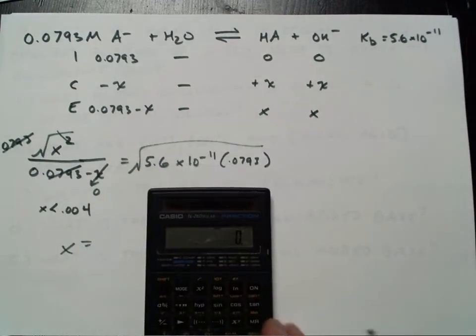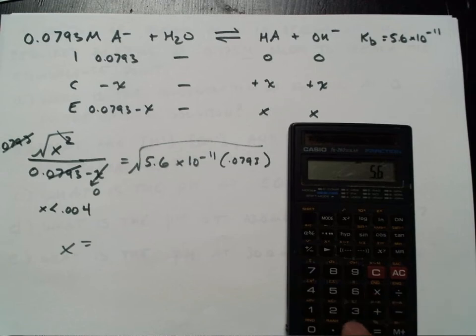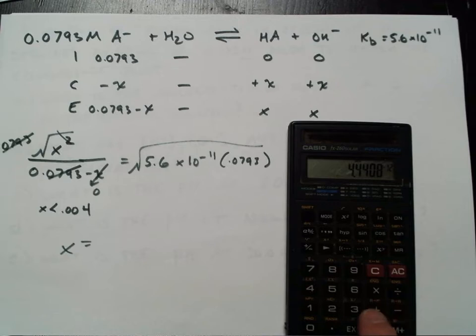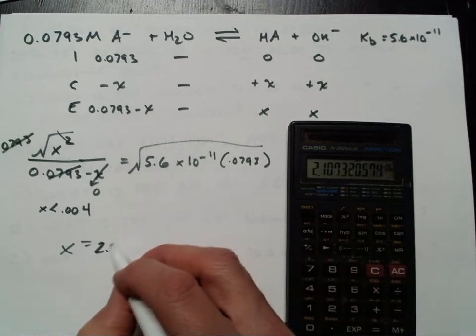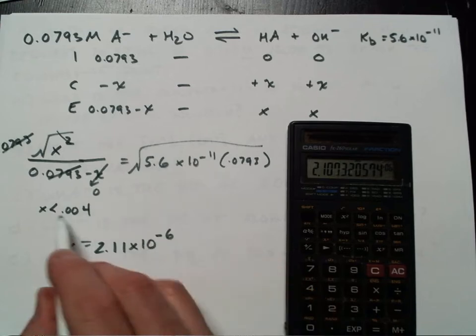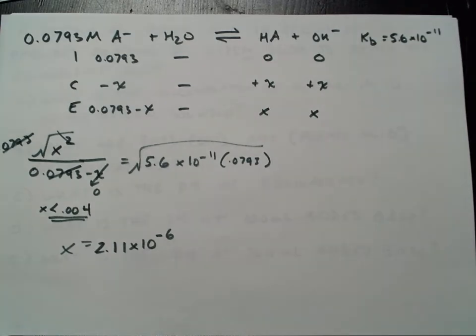So let's see. 5.6 times 10 to the negative 11, times 0.0793, and I'm going to take the square root of that. X is 2.11 times 10 to the negative 6. Yeah, that's less than that. We're in good shape.